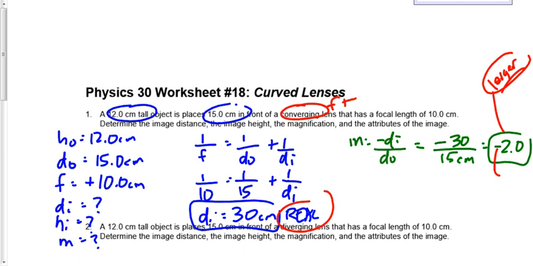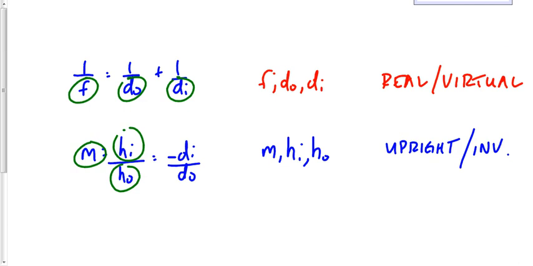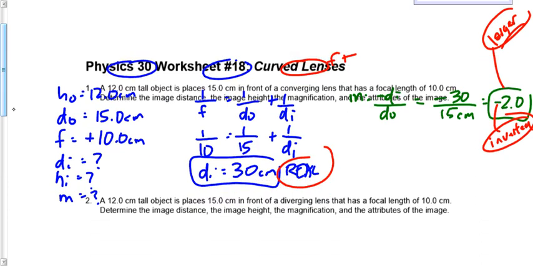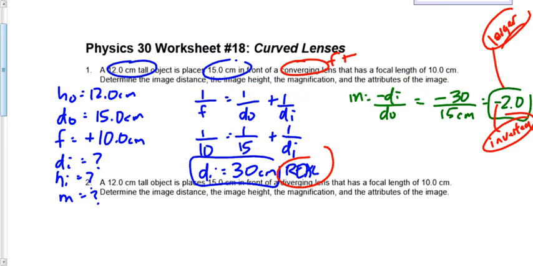We also know that it's inverted, because if we think back to our sign conventions, a negative HI refers to inverted. FDO and DI go with real or virtual. MHI and HO go with upright or inverted. Now we've got all our characteristics. Let's find our image height. M is equal to HI over HO, so HI is equal to M times HO. We already have the value of M. It's negative 2. Just found it.